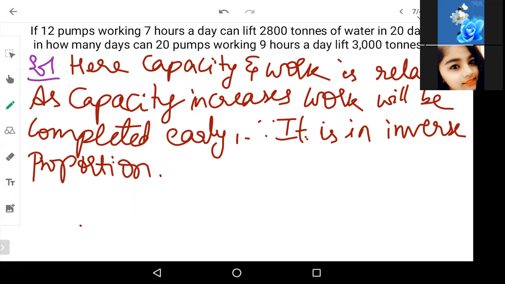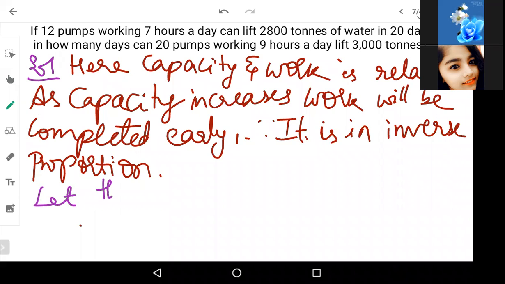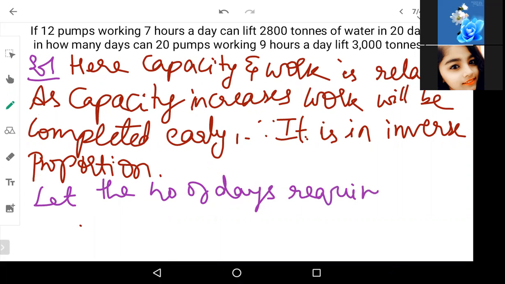Okay, so we have defined what is there in the problem. Now, what is the question? We have to find the answer. In how many days they can pump out so much of water? So how many days is the question? Now let us define that number of days. Let the number of days required be X. Okay, number of days required be X.